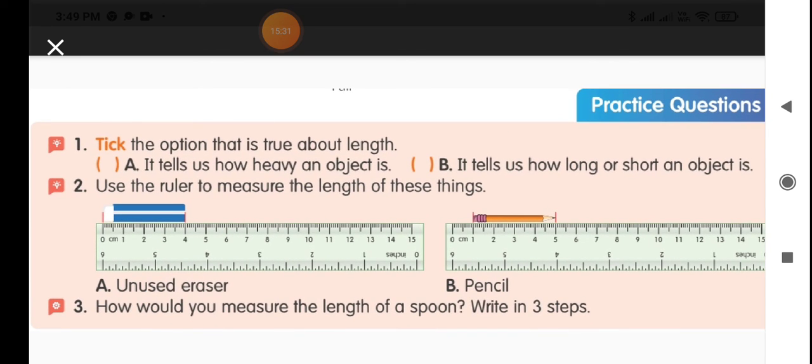At the same time, complete page number 3 of practice questions, and page number 3 of the content book and volume book, both the books, and be ready for the next class, children.